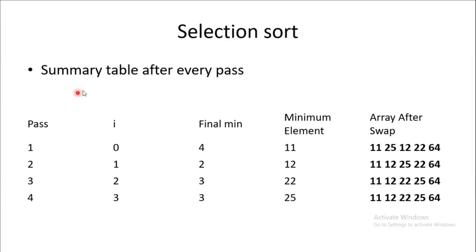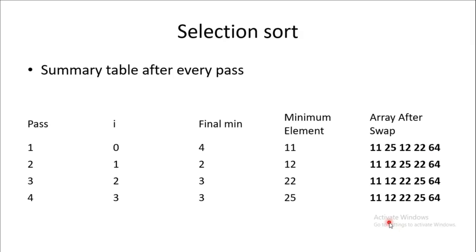So this shows the summary of every pass. So pass 1, pass 2, pass 3, pass 4, the value of i is varying from 0 to 3, and the content of the array is getting updated in every pass.